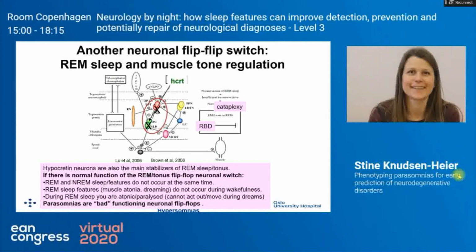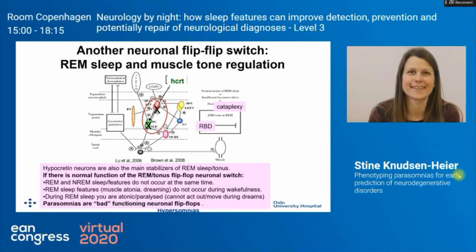So from animal models, it is known that the hypocretin neurons are the main stabilizers also of this REM sleep flip-flop switch. So if this works normally, then hypocretin regulates both flip-flop switches so that REM and non-REM features do not occur at the same time, as I said. That REM sleep features like muscle atonia, dreaming, they occur not during wakefulness, for example. And when you are in REM sleep, you are paralyzed, so you cannot move and act out your dreams.